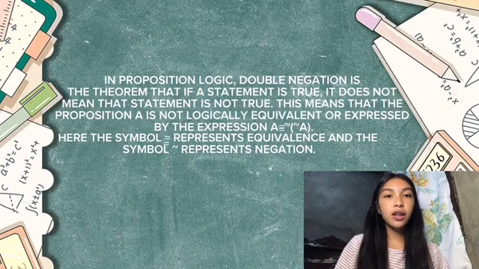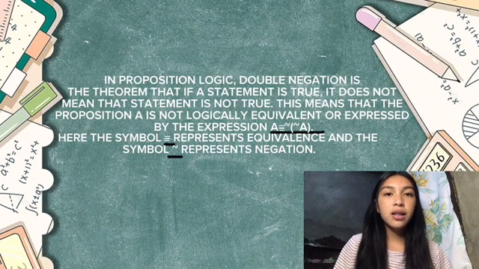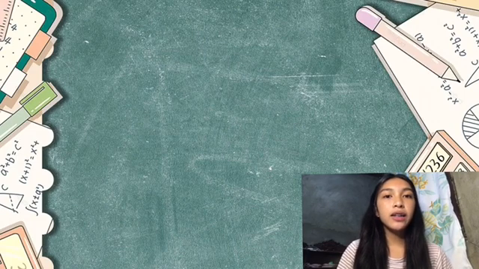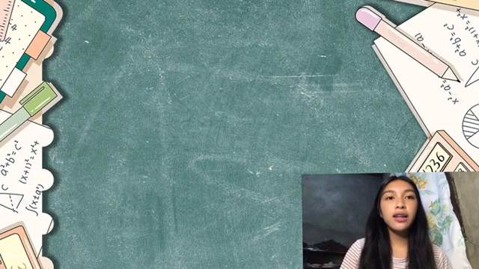In propositional logic, double negation is the theorem that if a statement is true, then it is not the case that the statement is not true. This means that proposition A is logically equivalent to not not A. Here, the symbol represents equivalence and the symbol represents negation. So, we have to check if these statements are logically equivalent.